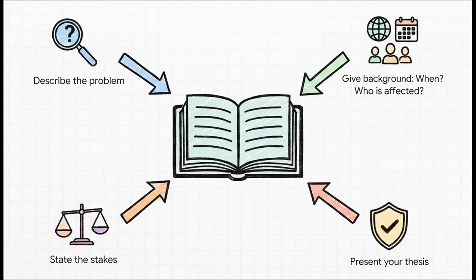First, you've got to describe the problem. Give your readers some context. Who does this affect? Where and when is it happening? And maybe most importantly, what are the stakes? Why should we care if this thing doesn't get solved? The second job, and this is absolutely critical, is to present your powerful thesis statement.